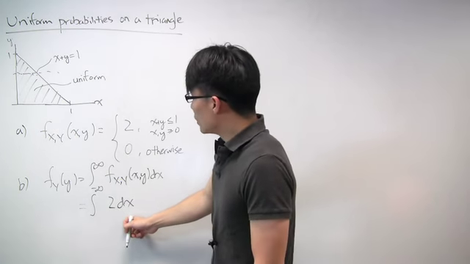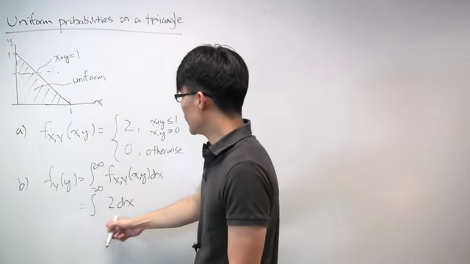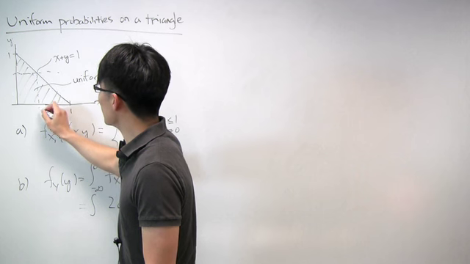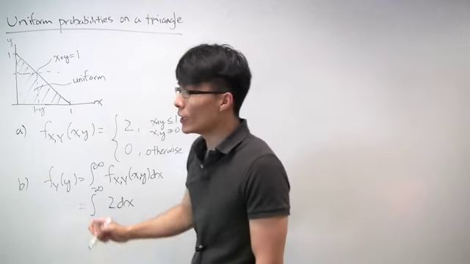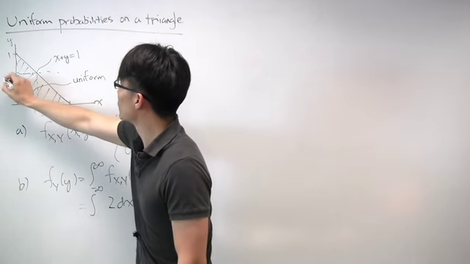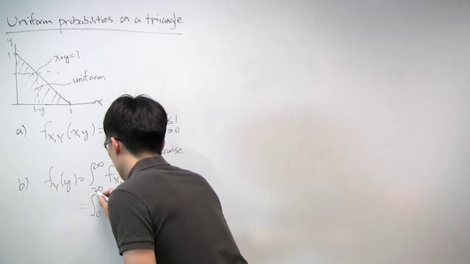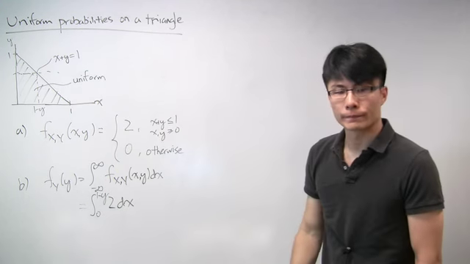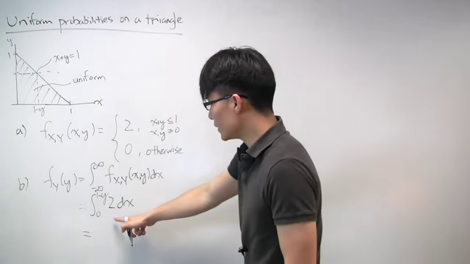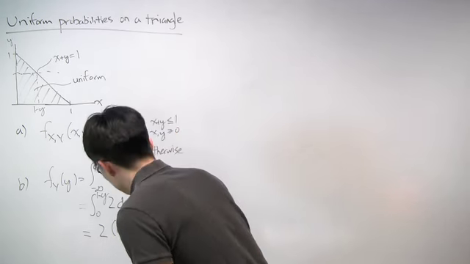Well, what are the values of x such that the joint PDF for that value of y is actually non-zero, actually 2? Well, it's everything from x equals 0 to whatever x value this is. But this x value, if you think about it, is just 1 minus y, right? Because this line is x plus y equals 1. And so whatever y is, x is going to be 1 minus that. And so the correct limits should be from 0 to 1 minus y. All right. And then the rest of it is pretty simple. You integrate this, a pretty simple integral, and you get that it's 2 times (1 minus y).